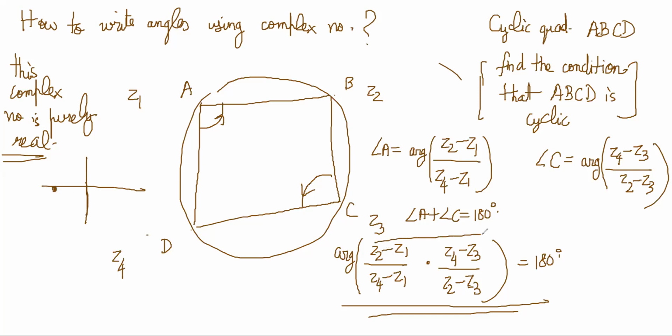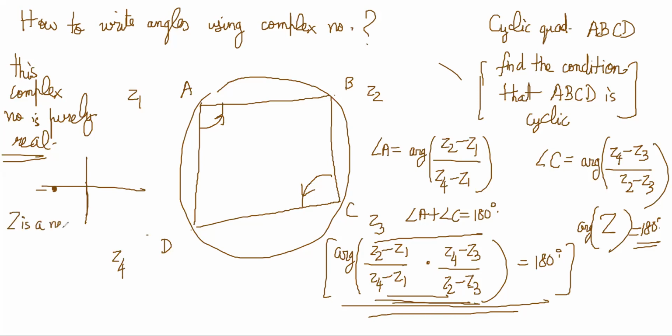This big complex number can be thought of as capital Z, right? And you're saying the argument of Z is 180 degrees. That means Z is completely on the x-axis on the negative side, right? So you can say multiple things. The same condition you can say in multiple ways. You can say this whole expression Z is a negative real number.